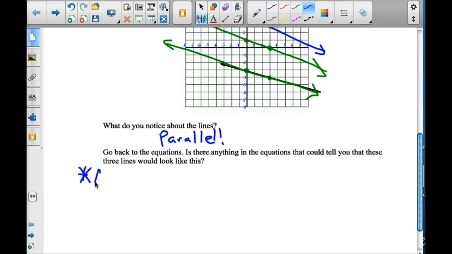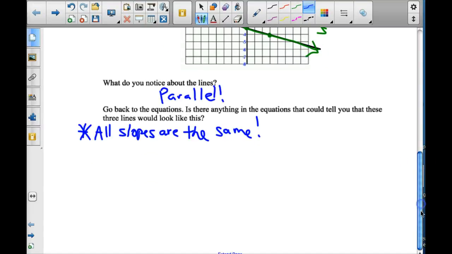All slopes are the same. What do you think that means about parallel lines? They have to have the same slope. Because if they don't have the same slope, they wouldn't be parallel. So, let's jot this down. Okay?